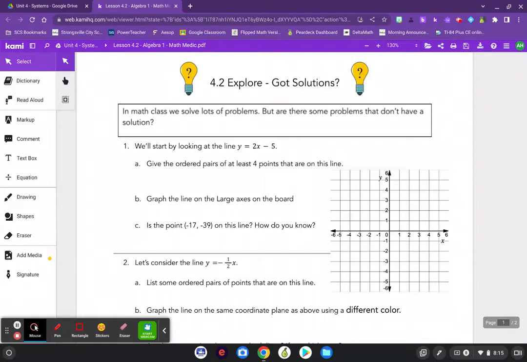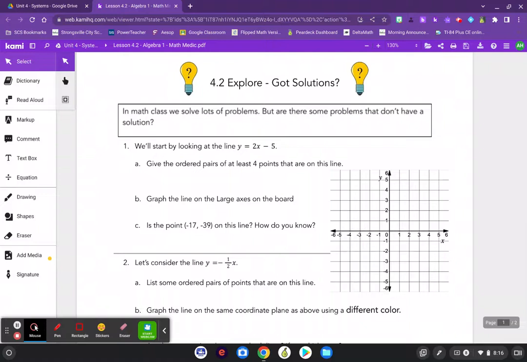And so in this particular problem, in math class, we solve lots of problems. There are some problems that don't have a solution? And we know the answer to that is yes. And there are some problems that have infinitely many solutions. And so we're going to continue to look at systems. We're looking at two equations at a time to determine when we would have no solution, infinitely many solutions, or perhaps just one solution.